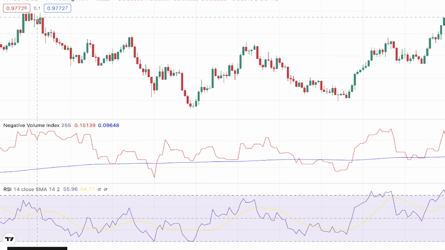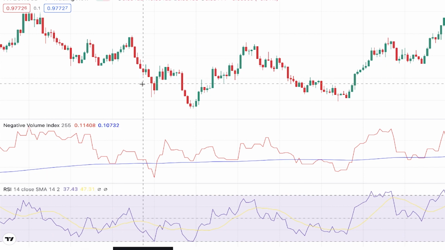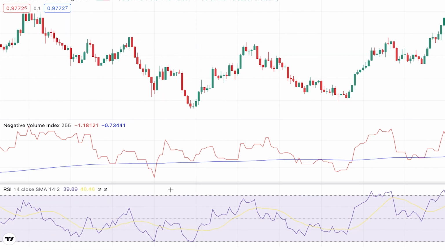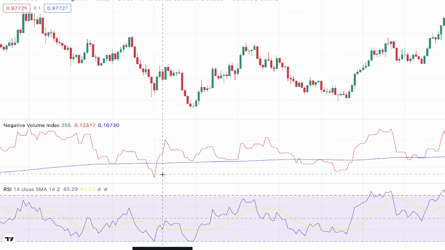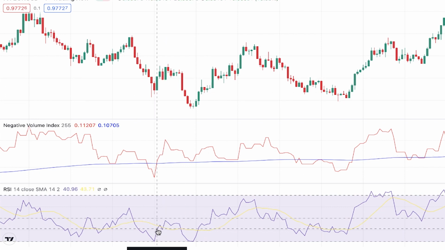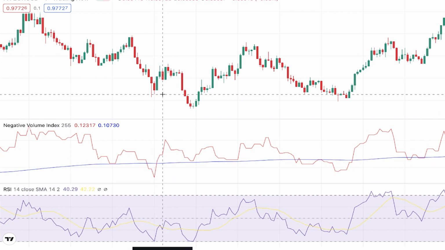For example, here you can see that the price is in a downtrend, and in this situation, RSI is usually below 50. Here you can see that the NVI line crossed above its 255 EMA, but this crossing, as you can see, just ended up with a short pullback. Without RSI, you may enter a long position here, but by having RSI, because RSI is below 50 at the time that NVI crossed above its EMA, we don't enter a long position here.